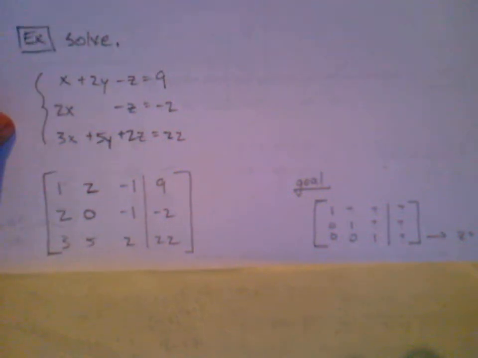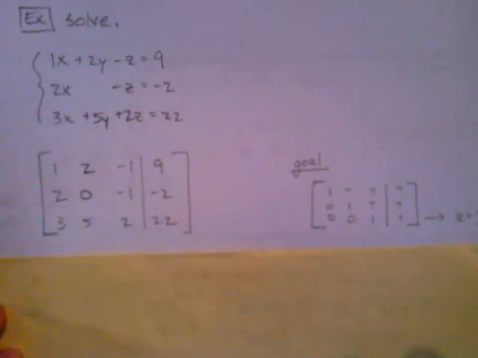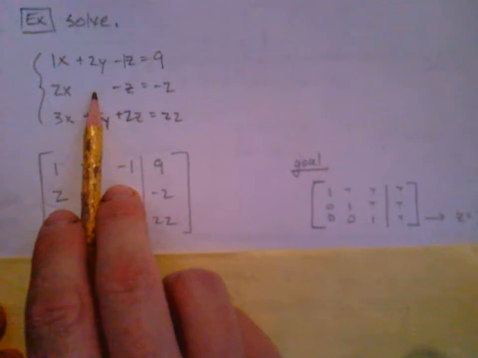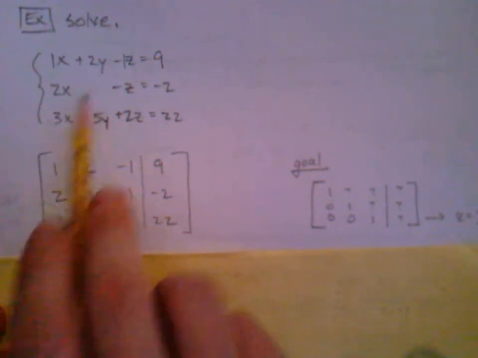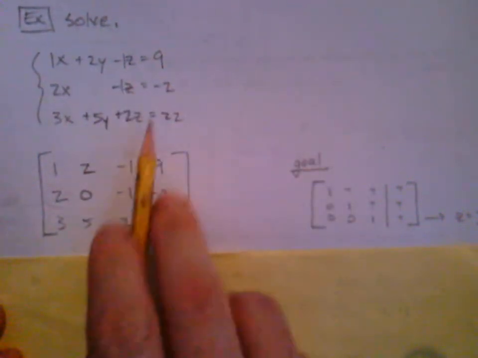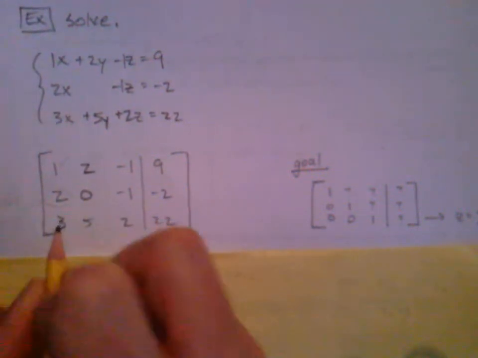The first step is to write the matrix form. So let's do that first. Again, it's the coefficients. So I've got 1, 2, negative 1, 9. 2, hey, if there's a blank spot, what do you put there? It's like 0y, right? So 2, 0, negative 1, and then the negative 2. And finally 3, 5, 2, 22 for row number 3. Row number 1, row number 2, row number 3.